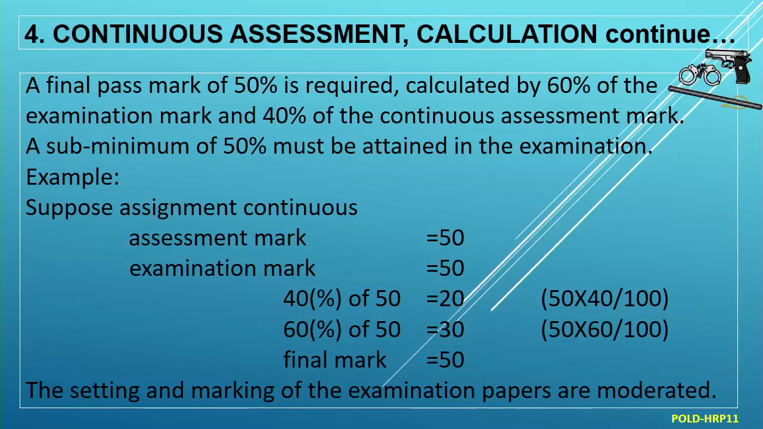Suppose your assignment continuous assessment mark is 50 and your examination mark is 50. It will be calculated as 40% of 50 equals 20, which is 50 times 40 divided by 100. 60% of 50 is 30, also calculated as 50 times 60 divided by 100, so the final mark is 50.